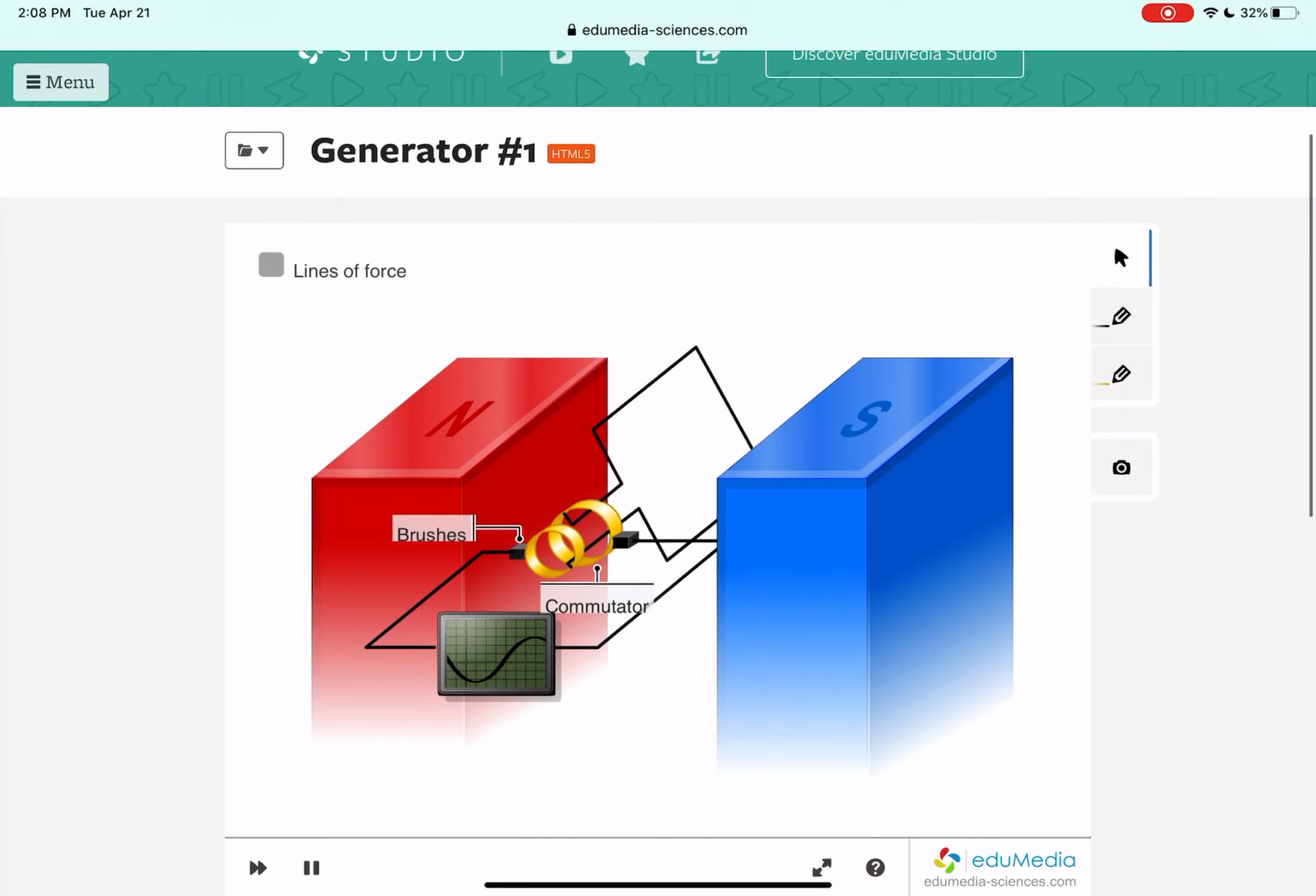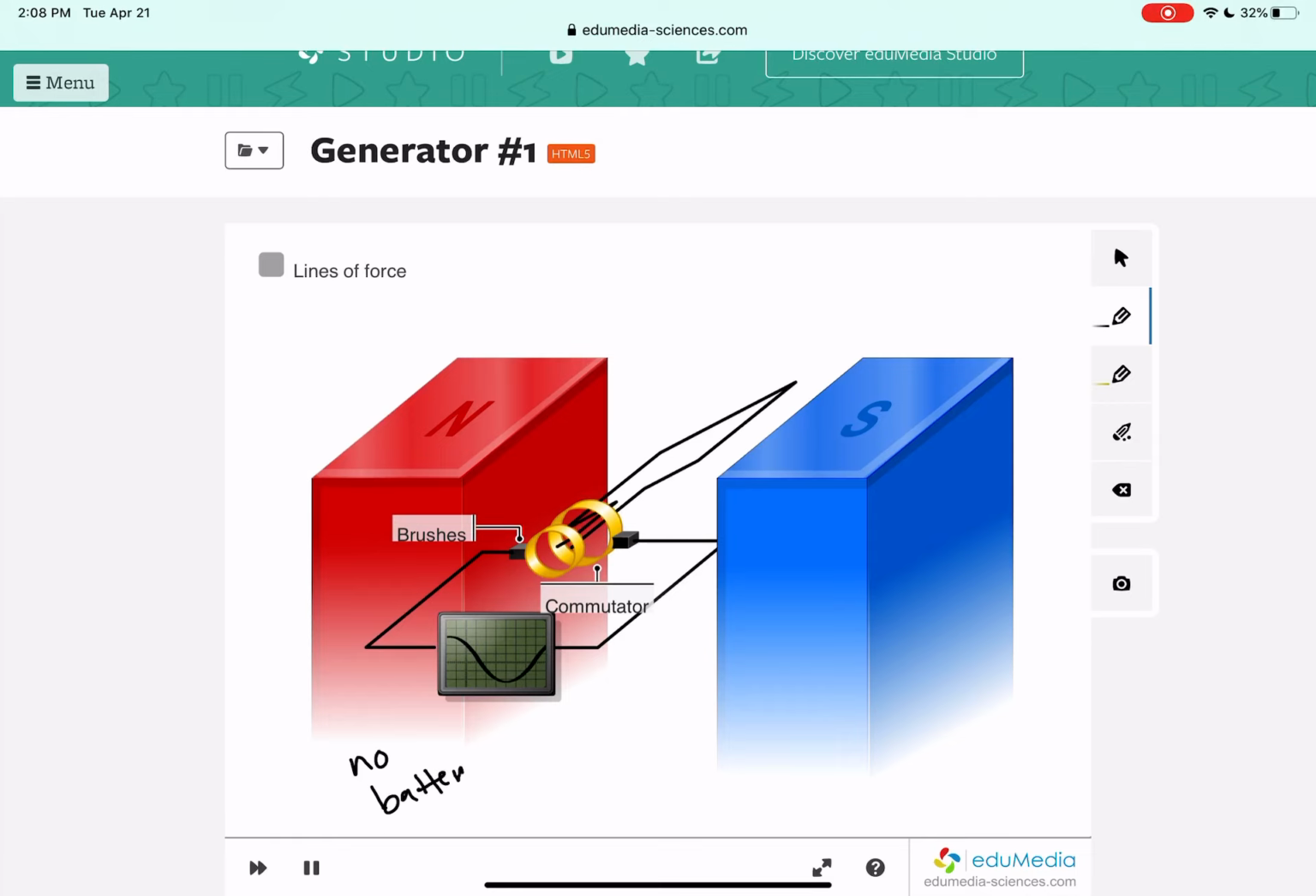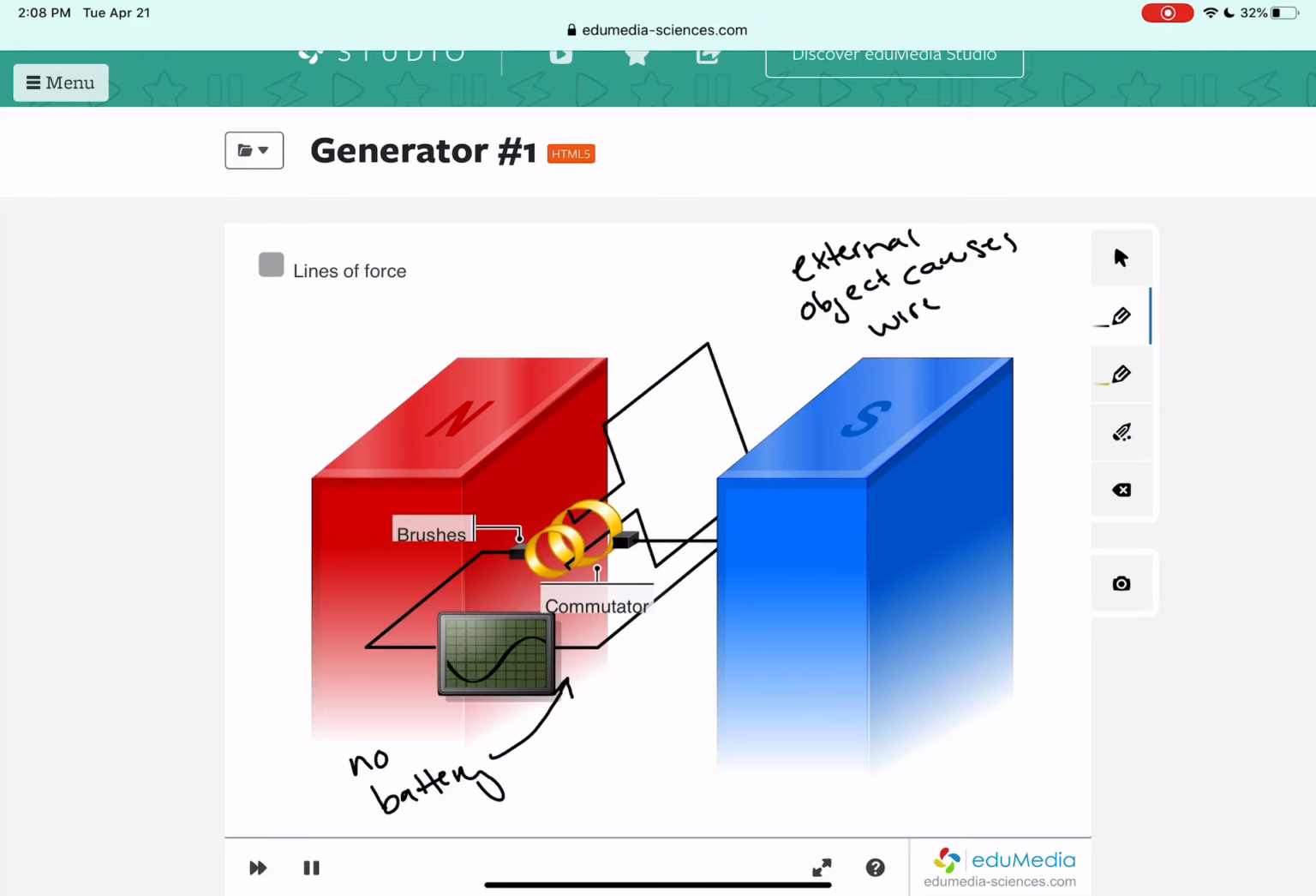All right, so here, I know this looks very similar, but I want you to notice here that there is no battery. There is no voltage source in this loop of wire. We have some external object causing this to rotate. And we talked about there's a lot of different sources of energy that could cause this to rotate. It could be a windmill. It could be some sort of fossil fuel that is being burned, and then that is causing it to rotate. But we have some external object causing this loop of wire to rotate.